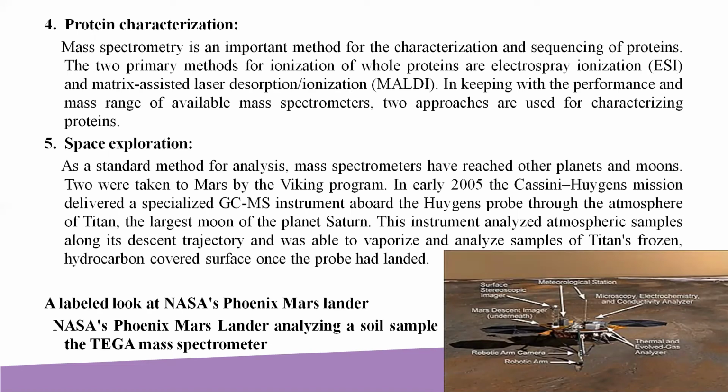Mass spectrometry is an important method for the characterization and sequencing of proteins. The two primary methods for ionization of whole proteins are electrospray ionization and matrix-assisted laser ionization, in keeping with the performance and mass range of available mass spectrometers. Two approaches are used for characterizing proteins.